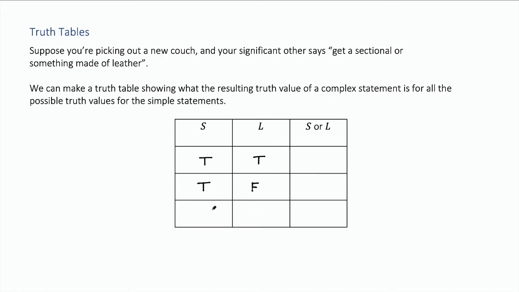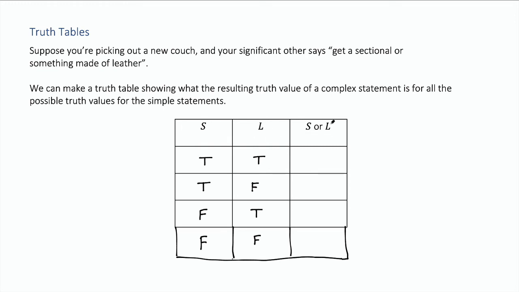Or maybe you get something that's not a sectional, but that is made of leather. And then I'm missing a row here. You could get something that's not a sectional and that is not made of leather. Okay. So those are the four possible ways to combine different truth values of the statements get a sectional and get something made out of leather.